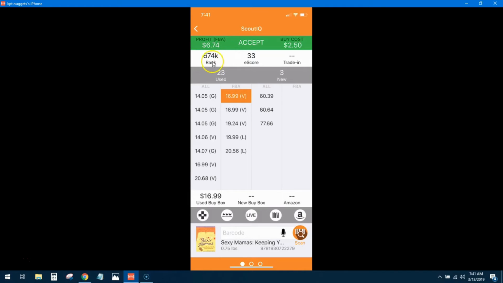$6.74 profit, 674K rank, 33 e-score. All of these numbers are pretty much sweet. And again, you can see that the lowest overall is $14.05 with FBA coming in at $16.99. Again, a good indication of a book that has value. So overall, good numbers here. You guys know I like to see this profit right here over $5. I do take less than $5 on some books, which I'm sure you'll see here in a minute. But I love to see it when it's over five pretty much on all my media items. Rank is good. E-score is good. Pricing pretty much lines up. I'm confident, again, that I can sell this book for $16.99.